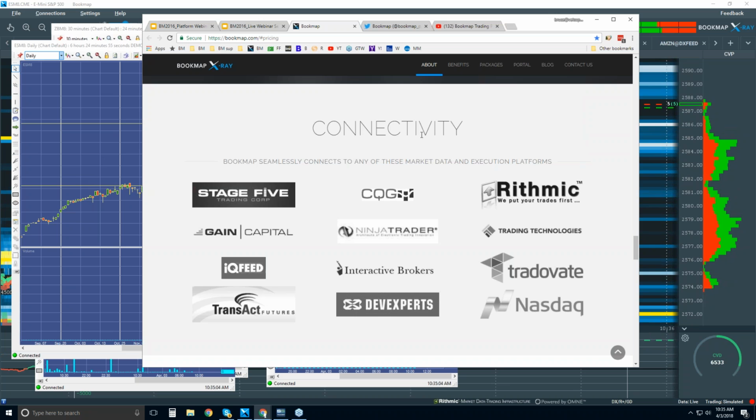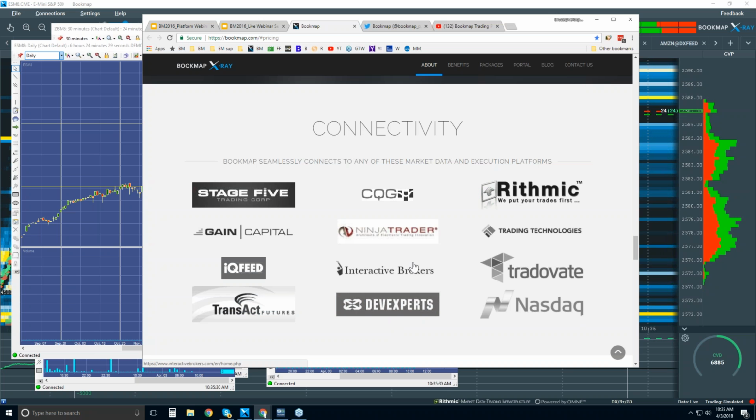So Bookmap is a software trading visualization platform. However, you can connect to any of these data providers here at the same time as well. So you can have a feed for CQG, Rhythmic, Gain Capital, IQ Feed, and Transact, and then Dev Experts all together at the same time. All right, if you wanted, you can do that.